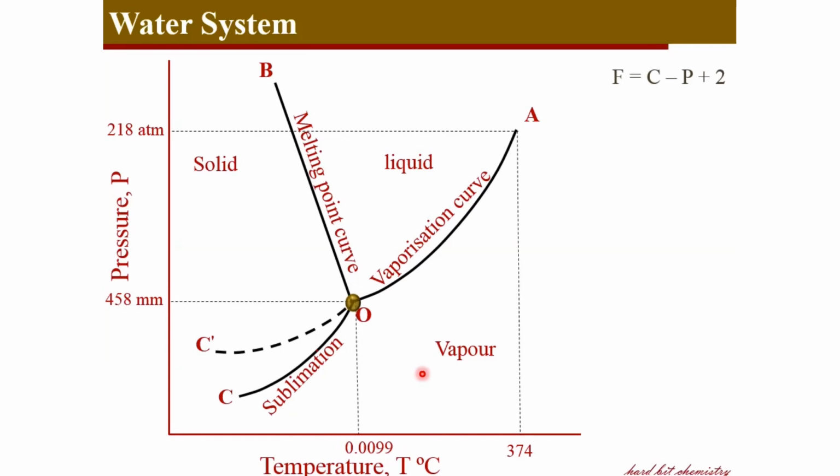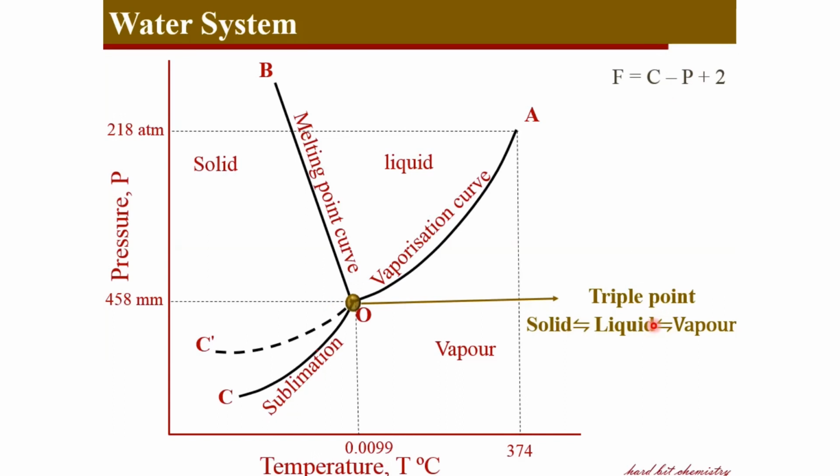Now we can see the junction O between the curves AO, BO and CO, marked with 4.58 millimeter pressure and 0.0099 degree centigrade temperature. At this point, you can see liquid, vapor and solid, all three phases, exist in equilibrium, and this coexistence of the three phases is marked by the triple point. This junction O is called the triple point, and at the triple point, if you apply the phase rule F, the system is one component, so C is 1.